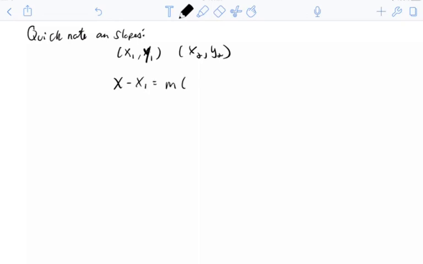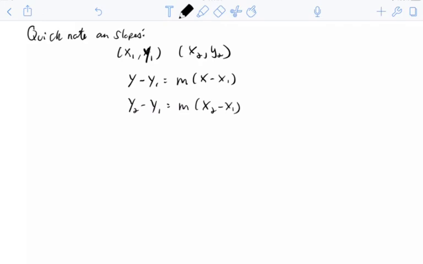Wait, I messed it up. Oh, rushing is terrible. Okay. y minus y1 is equal to m times (x minus x1). And then you plugged in the (x2, y2). y2 minus y1 is equal to m times (x2 minus x1). And then you solved it. m is equal to (y2 minus y1) over (x2 minus x1).